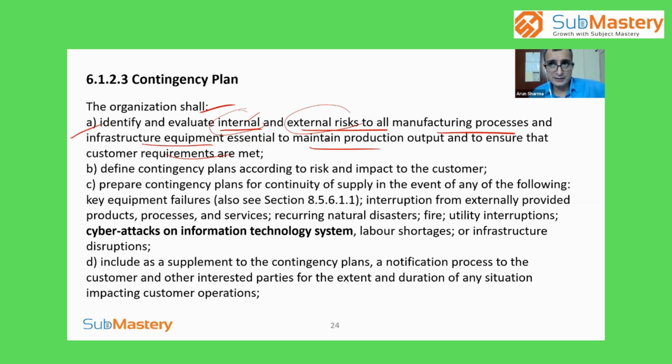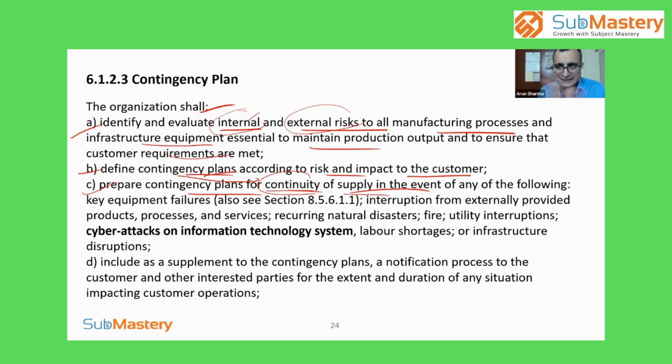Why do you need to have contingency? So that the customer requirements are met, or production output is met. Number 2, define contingency plan according to risk and impact to customer. So you need to have this contingency plan in place. That's a requirement. Prepare contingency plan for continuity of supply in the event of any of the following. So you need to have continuity. The show must go on, right? The customer should not be impacted.